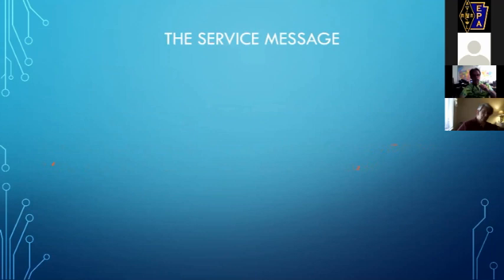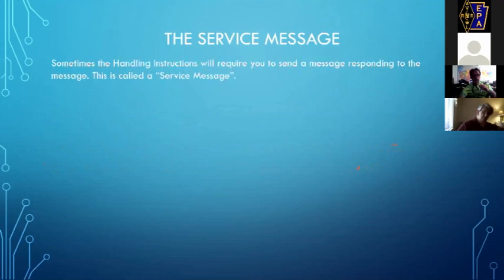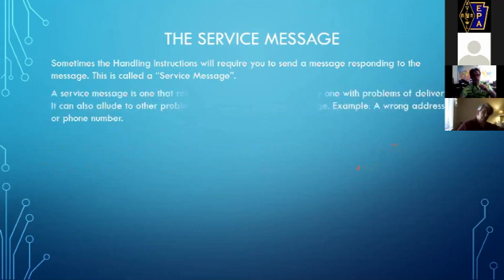Now, the service message, it's just the message you're sending back to the originating station if one is required. Sometimes the handling instructions require you to send a message back, and this message is called the service message. This relates to another message, usually one with problems in delivery. You may have bad phone numbers and want to tell the guy that sent it to you that he sent you a bunch of bad numbers. That happens a lot. I handle a lot of service messages that are just bad numbers.